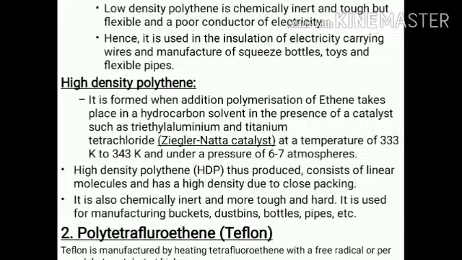High density polythene is very hard and tough, with very low flexibility. Low density polythene has high flexibility, and high density polythene has low flexibility. We make dustbins, buckets, pipes, bottles and strong toys from high density polythene.